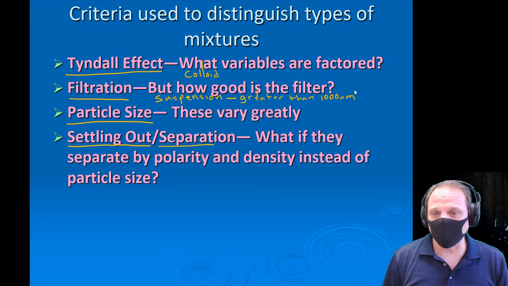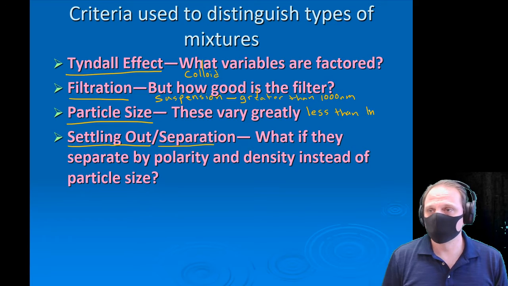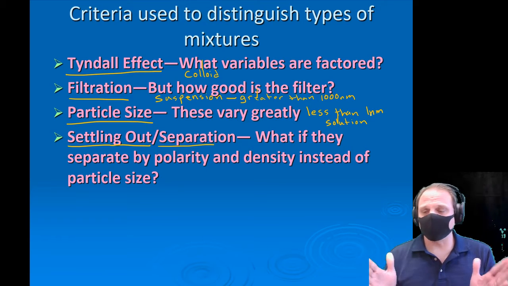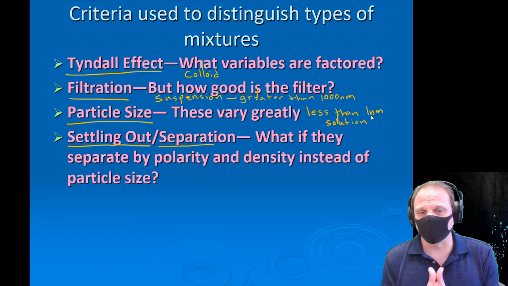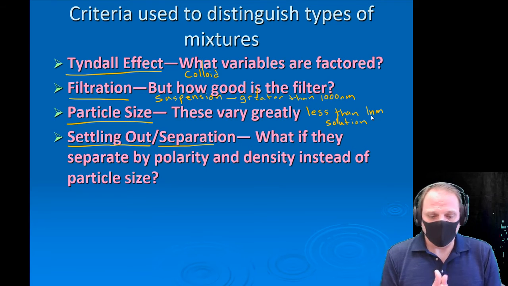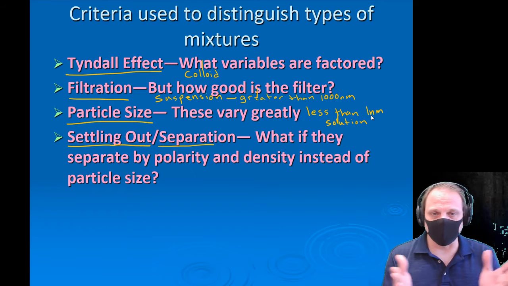But in general, when we talk about particle sizes, less than 1 nanometer is going to be a solution. And then if it's between 1 nanometer and 1,000 nanometers, we would call it a colloid. And again, one of the things that we look at is the settling out.